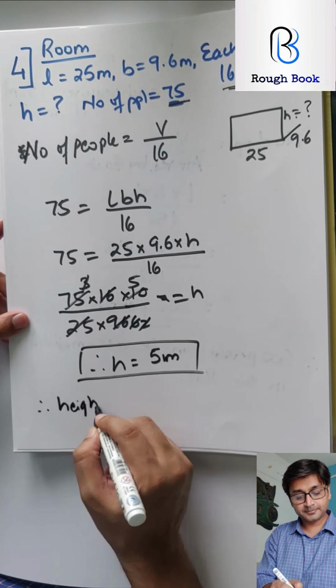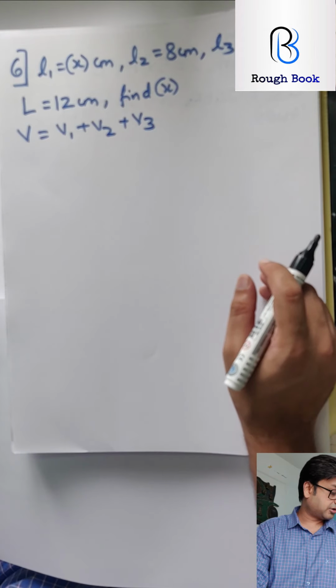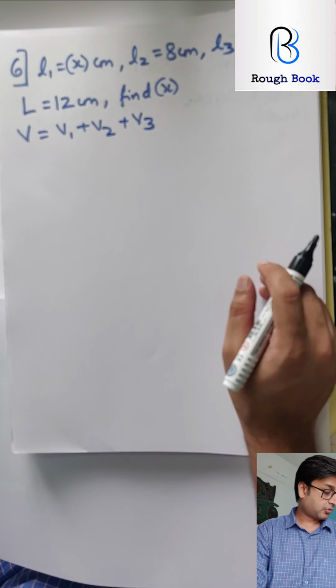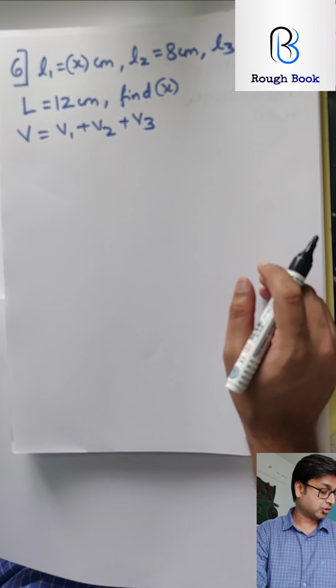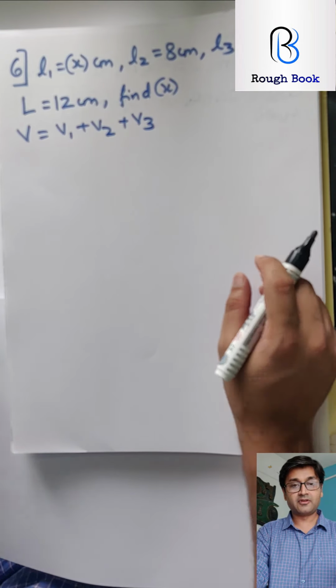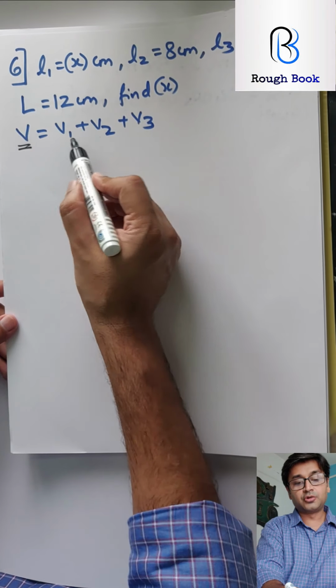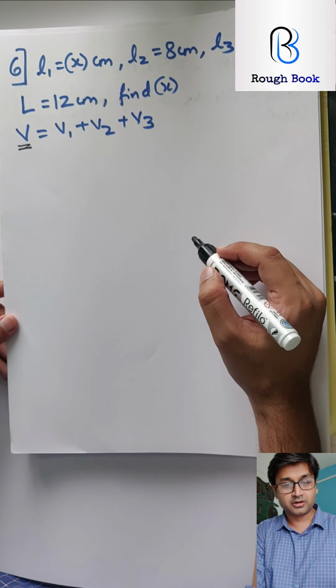Yeah, great. Let's take the next one, sum number 6. Okay, sum number 6 says 3 cubes of metal with edges x, 8 and 10 are melted and recasted into a single cube of edge 12. So 3 cubes melted made into a huge cube. So basically you are tackling with their volumes. So volume of the bigger cube is the sum of the volume of the smaller cubes.